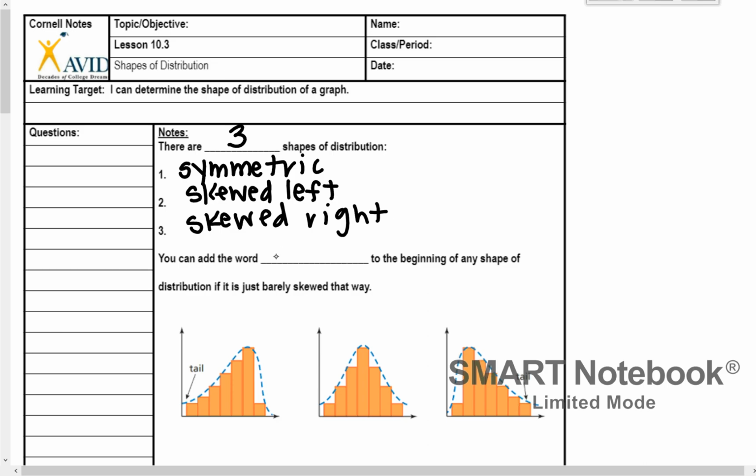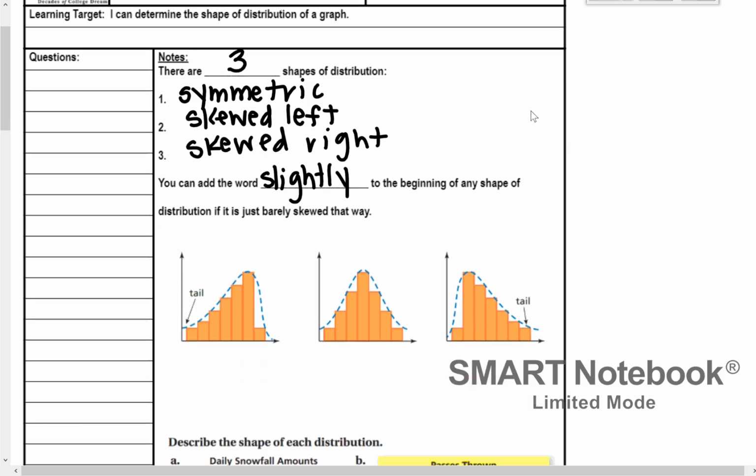You can also add the word slightly to the beginning of any of those shapes of distribution if it's just barely skewed that way. So it could be, well, symmetric is just going to be symmetric. But it could be slightly skewed left if it's just a little bit, or slightly skewed right if it's just a little bit. And we'll look at some examples as to where that might be true.